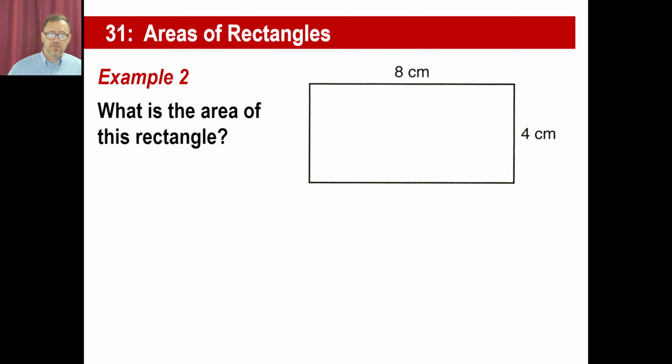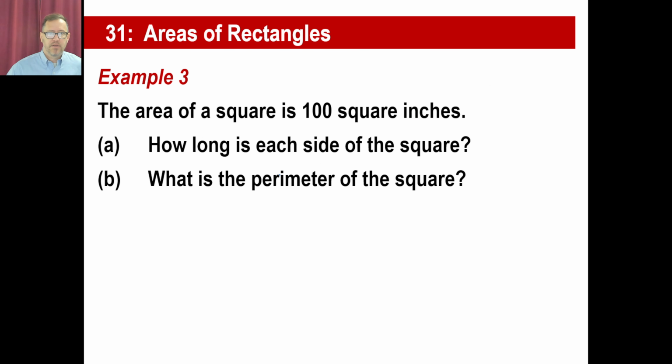So what's the area of this rectangle? 32 square centimeters, right? And make sure you put the little 2 there to indicate that you have 2 dimensions. If you just put 32 centimeters, that's a length. That's like saying, how long is your room? 32 centimeters. What do you mean by that? So, 32 square centimeters. Make sure you put that.